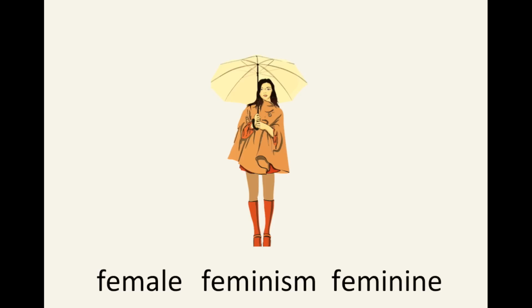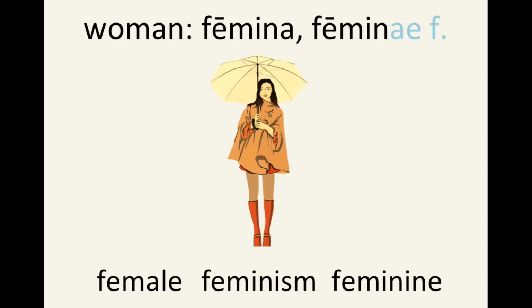The clues are female, feminism, and feminine. So, these are all gender-related nouns and the picture shows a woman holding an umbrella. Perhaps the answer is woman, could be girl, but I think I'm going to guess woman. Okay, so, it is woman, fēmina. Don't be put off by the bars that you see above vowels. These are called macrons and they tell you that a vowel is long. So, this word is pronounced fēmina rather than fēmina.